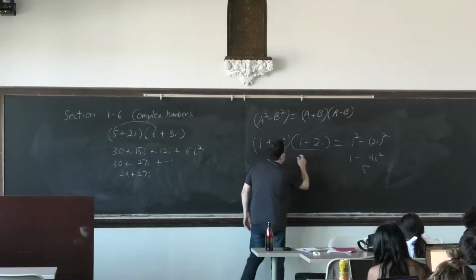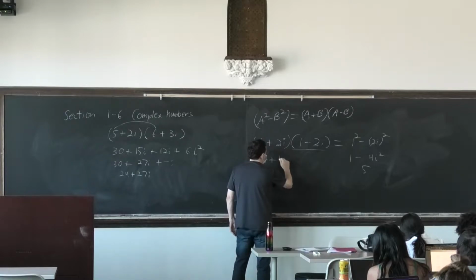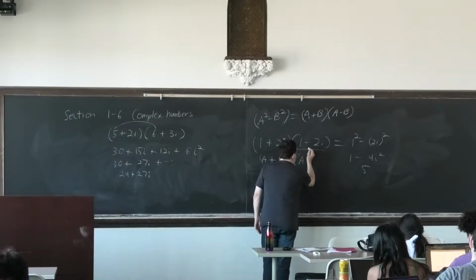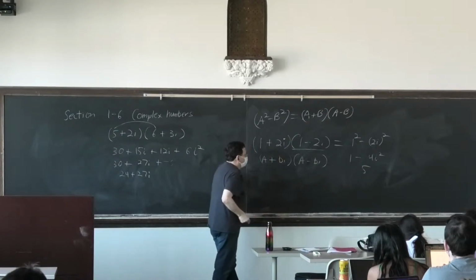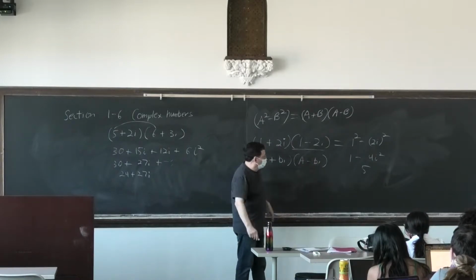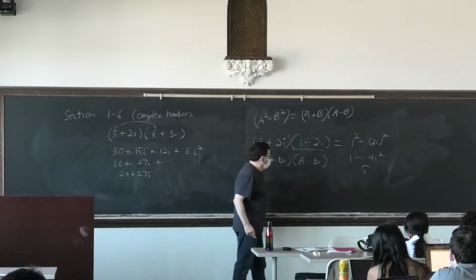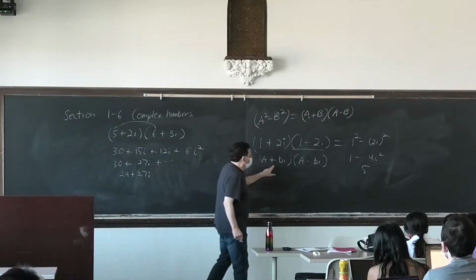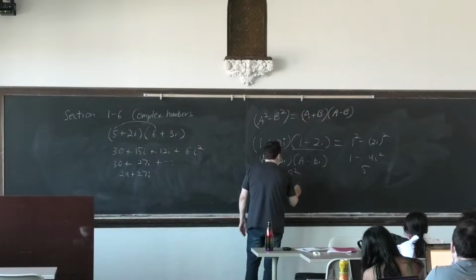So multiplying a plus bi by a minus bi is really powerful. For one thing, you get rid of the imaginary part, you get a real number. For another, you know this is going to be a positive number. It's going to be a squared plus b squared.